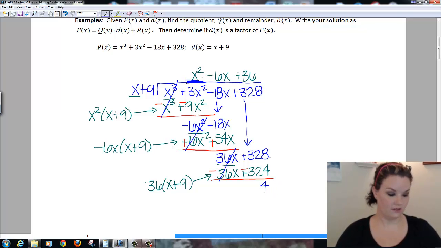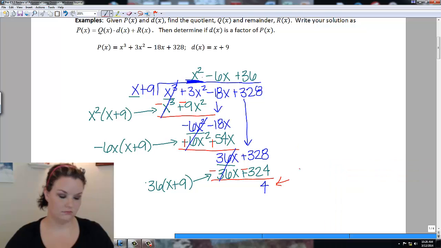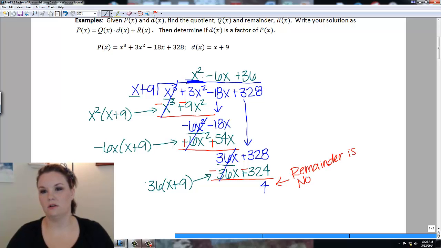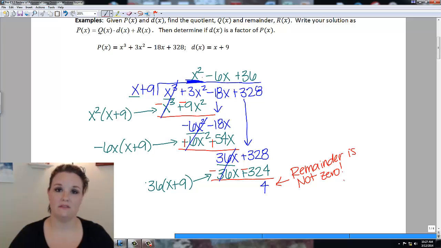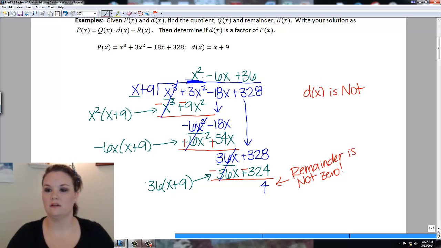Okay, so notice here, my remainder is not a 0. Okay, so I'm just going to put here, remainder is not 0. So if my remainder is not 0, then that means that my d of x is not a factor of my p of x, or my divisor does not go evenly into my dividend. Okay, so I'm going to put here d of x is not a factor of p of x. Okay, so that's part of my answer.